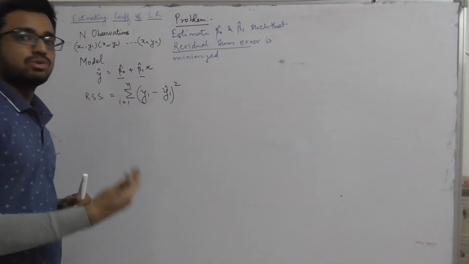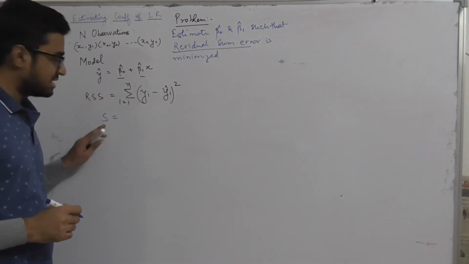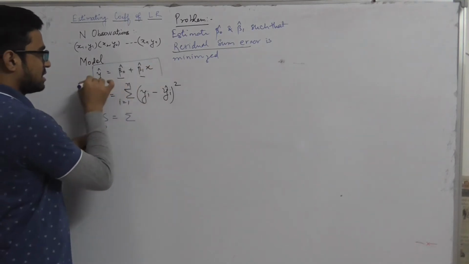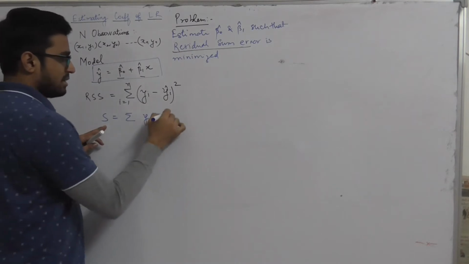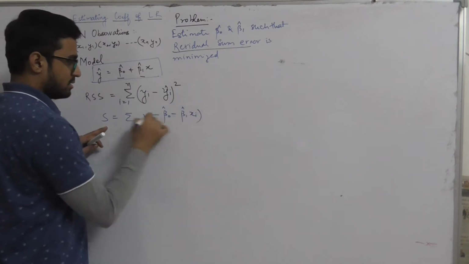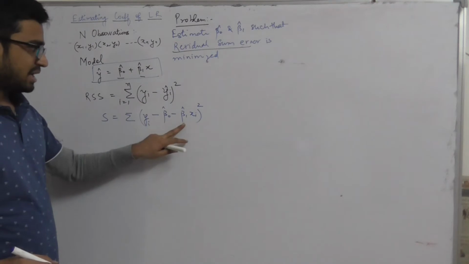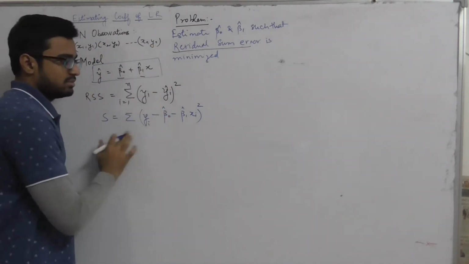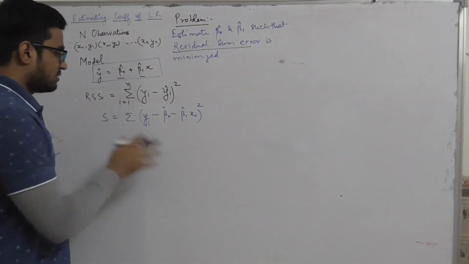Now let us try to solve the problem. So just calling the RSS as S, and putting the values of y cap, because I have estimated y cap as this equation. So it is yi minus beta naught minus beta 1 cap into xi, whole square. So I have found S with respect to beta naught and beta 1, and I know yi from here, I know xi from here, so all the terms in this equation are known. Now I can go for optimization, that is the minimization of this term.